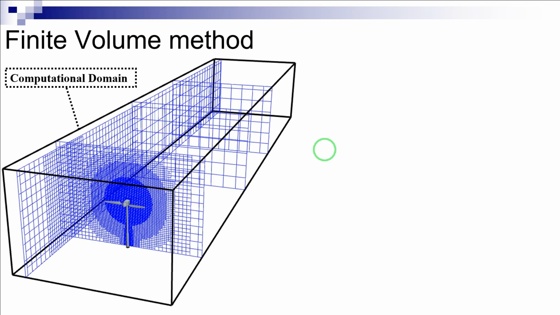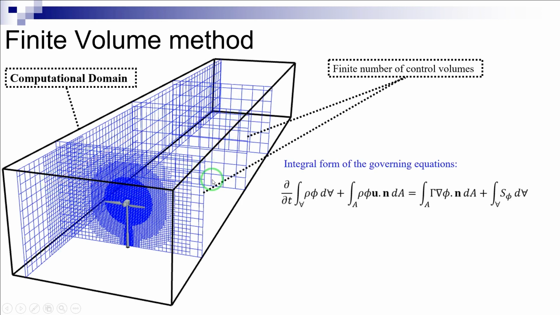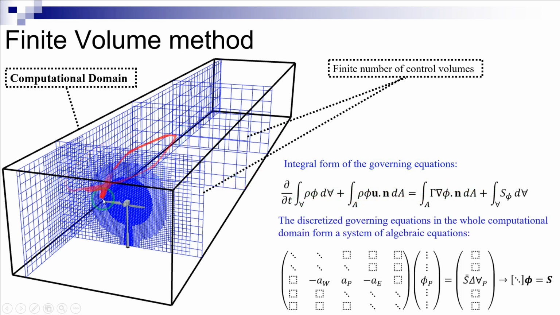The popularity of the finite volume method in CFD stems from the fact that it reflects the physics and the conservation principles of the fluid flows, such as the integral properties of the governing equations. In this method, the computational domain is discretized into a finite number of control volumes over which the integral form of the governing equations is discretized. The discretized governing equations in the whole computational domain form a system of algebraic equations as shown here. Finally, this system of algebraic equations is solved to obtain the solutions.